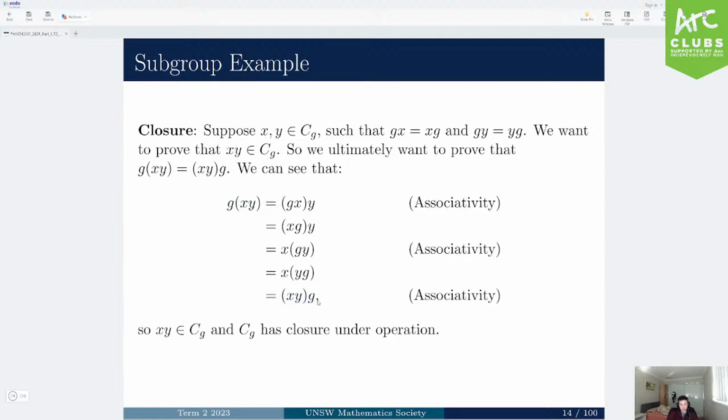Okay. And that means that xy is an element of CG, and that tells us that CG has closure under operation. That proves the first closure condition.